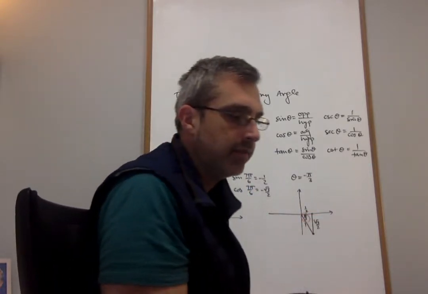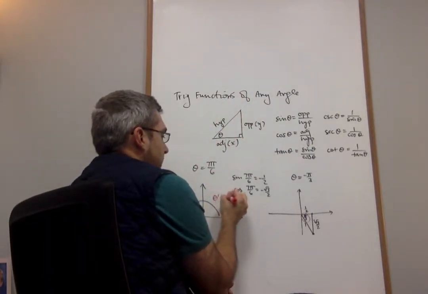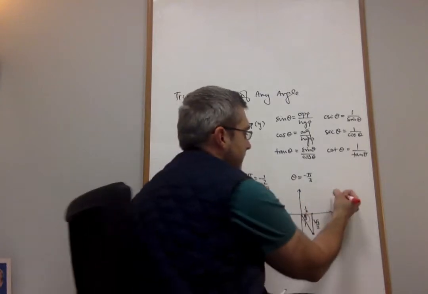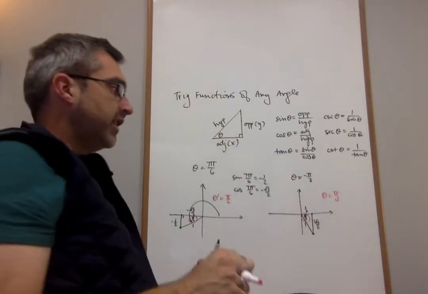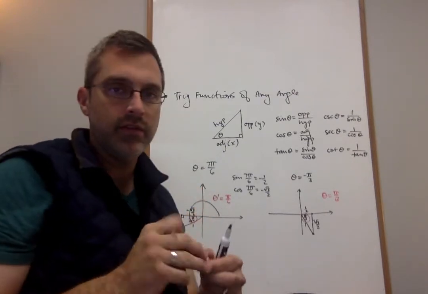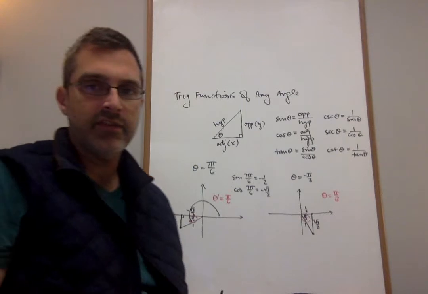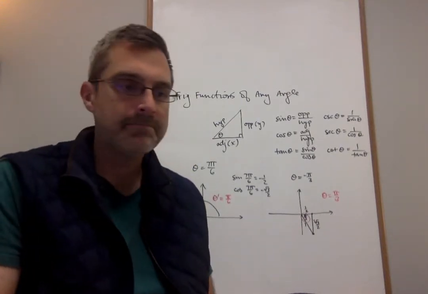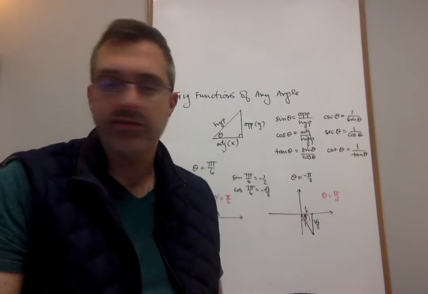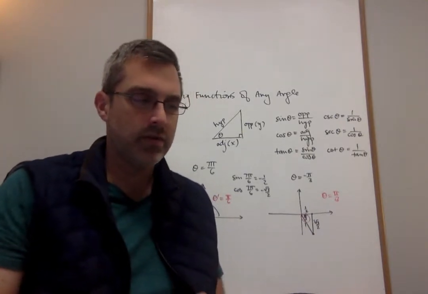So they're labeling the reference angle theta prime, but all they mean by theta prime is the angle that we use to actually do the trig calculations. Normally we don't use negative pi over 3 or some huge angle like 7 pi over 6. We just use some smaller angle between 0 and 90 degrees to do that calculation. So hopefully that makes sense. If you've got questions, let me know.